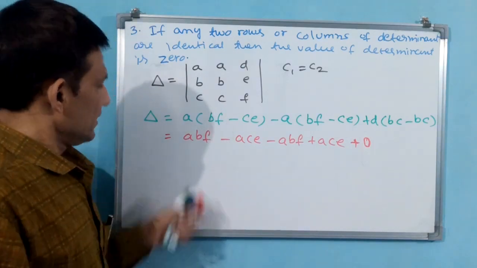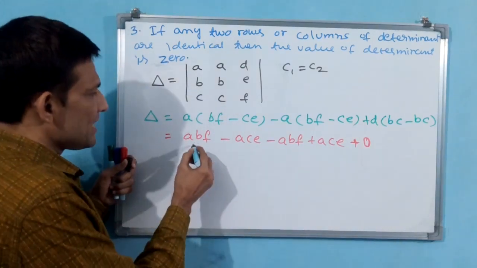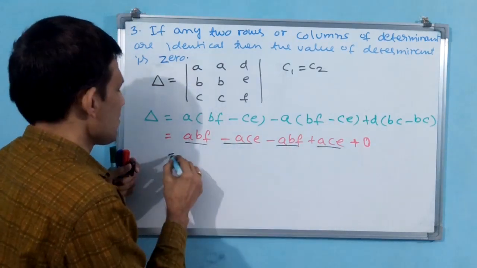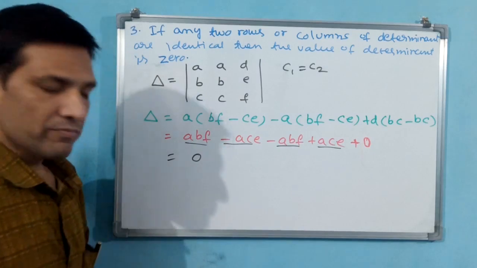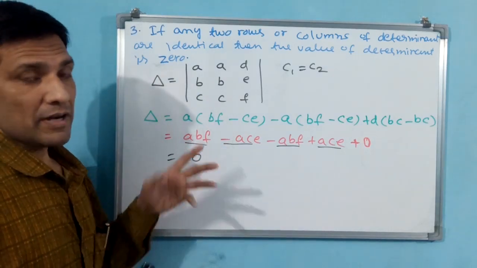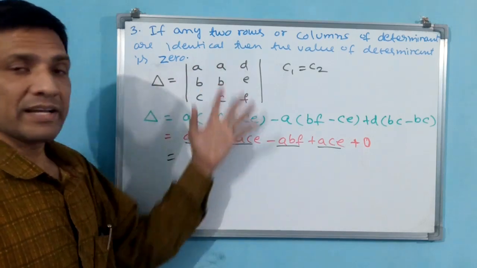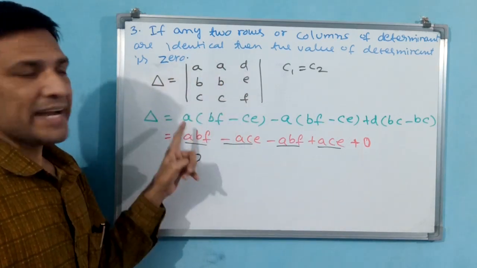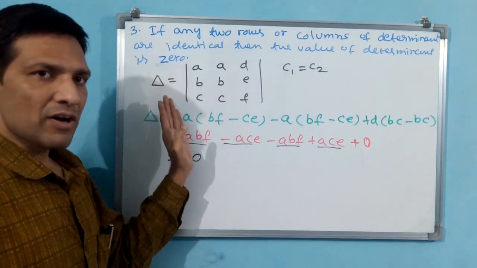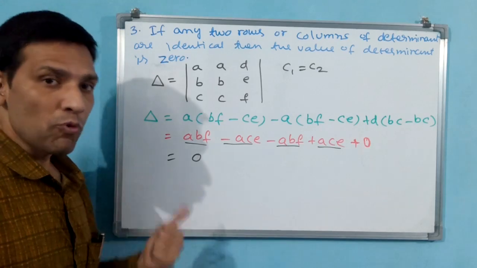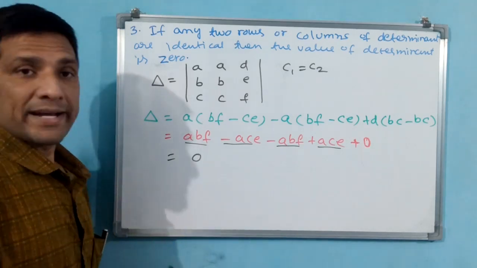Let us see now. You see, plus ABF minus ABF minus ACE plus ACE. All is going to become 0. We have proved, not verification. Why? Because we have not taken any number. We have taken the same, identical elements in column 1 and column 2. Then this property has been proved. Let us go for the fourth property.